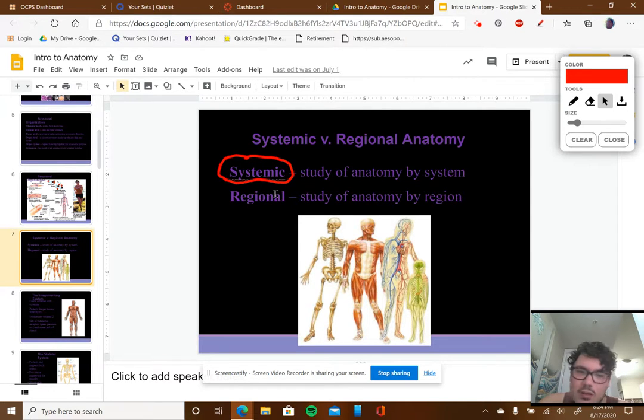Regional, on the other hand, is a little bit more challenging. Regional anatomy is more so you're learning the body by regions. So for instance, if you were to come into class and I were to say, guys, today we're taking anatomy and we're learning regionally. Today we're focusing on the head or the cephalic region. That means everything in the head we'd have to learn.